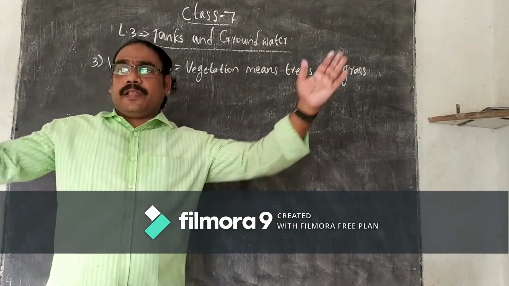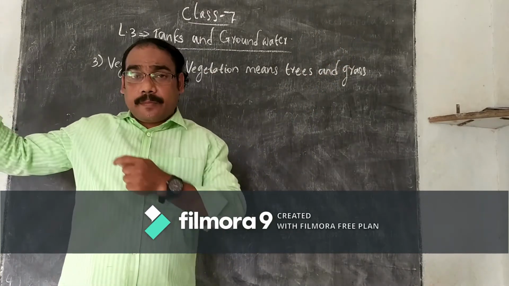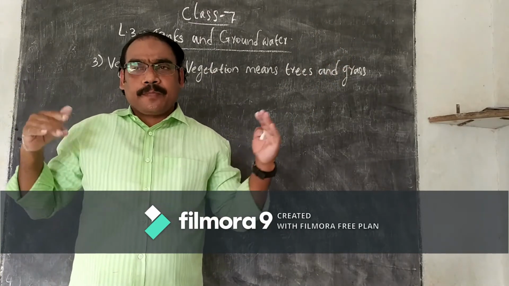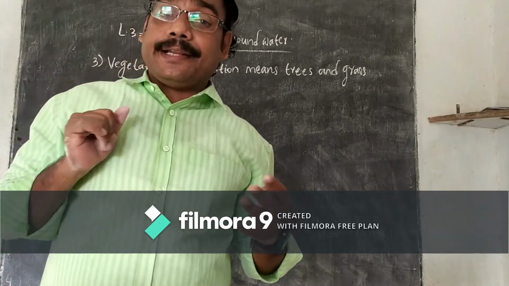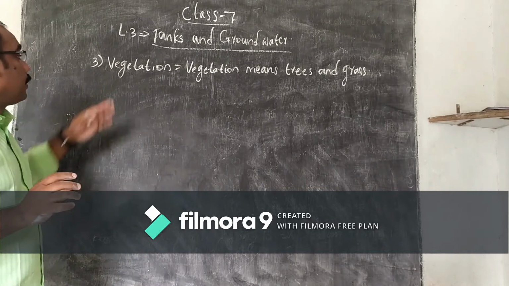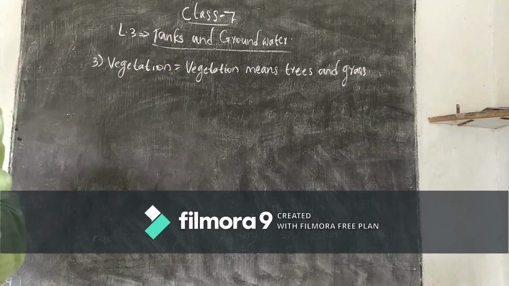That means suppose in our surroundings we have some forest type of area, with thick cultivated grass and trees. All of that together we can call vegetation.